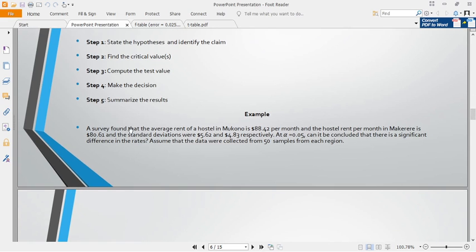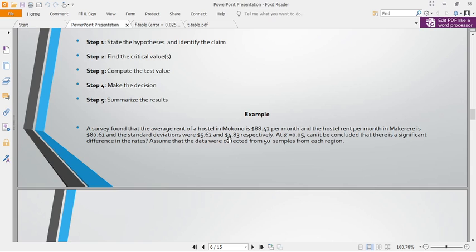We are going to follow an example that is going to guide us, to get meaning from all the above. The question says that a survey found that the average rent of a hostel in Mukono is $84.42 per month, and the hostel rent in Makerere is $80.61 per month, and the standard deviations were $5.62 and $4.83 respectively. At an alpha of 0.05, can it be concluded that there is a significant difference in the rates? Is there a significant difference in the rates?